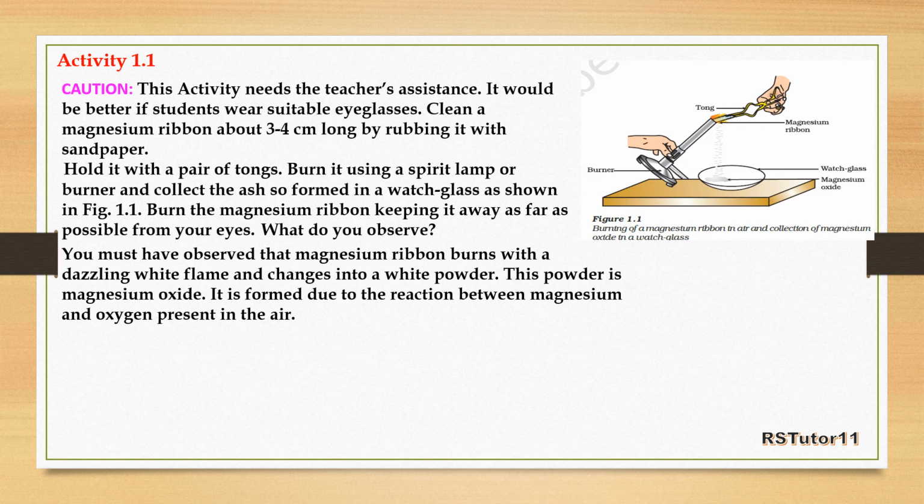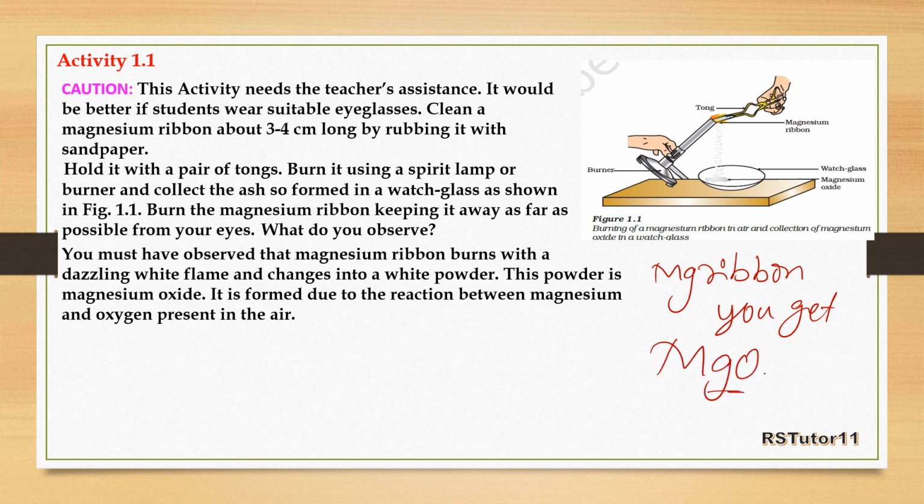There are some activities. We'll see activity 1.1. So this is the activity of magnesium ribbon. By burning magnesium ribbon, you get magnesium oxide. Yes, we'll see how we get it. Clean a magnesium ribbon about 3 to 4 centimeter long by rubbing it with a sandpaper. Hold it with a pair of tongs. Burn it using a spirit lamp. So this is your magnesium ribbon, 3 to 4 centimeter. You're holding it with these tongs. Then burn it with a burner or a spirit lamp.